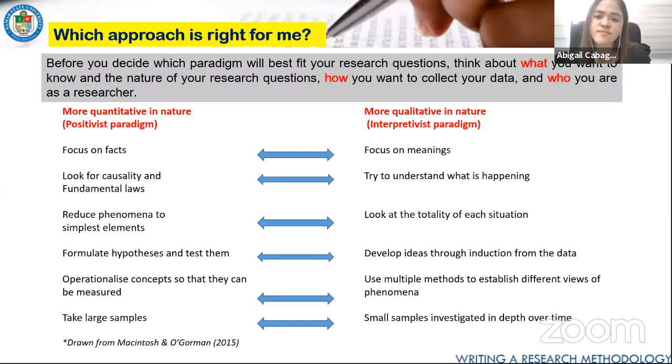On the other hand, qualitative research follows the interpretivist paradigm, which is focused on meanings, and they try to understand what is happening. They look at the totality of each situation, and they develop ideas through induction from the data. So the quantitative is using the deductive method, while the qualitative is using the inductive method. It also uses multiple methods to establish different views of the phenomena. And unlike quantitative, which takes large samples, in qualitative research, small samples are investigated in depth over time.